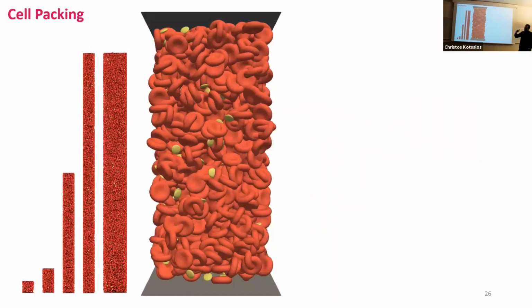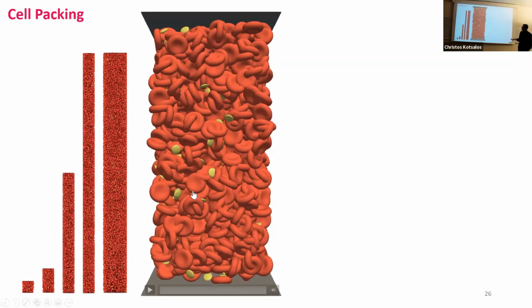So the last part on the computational aspect of my solver is the cell packing. Before we start these simulations, the first thing that we need to do is to pack the cells to create a cell field. So we need to put the blood cells inside our domain, initialize the field, and then run the actual simulation.